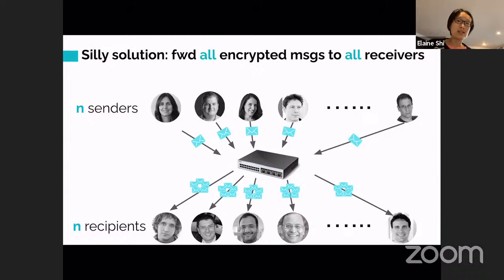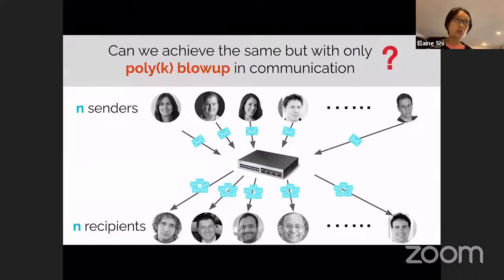And now every sender sends its plain text encrypted under the secret key shared with its own receiver. And the router simply forwards all N ciphertexts to all N receivers, and each receiver can decrypt exactly one of them. And this solution works, except that it's expensive because the communication blowup is linear in the number of users. And so what we want to know is whether we can achieve the same without this linear communication blowup.